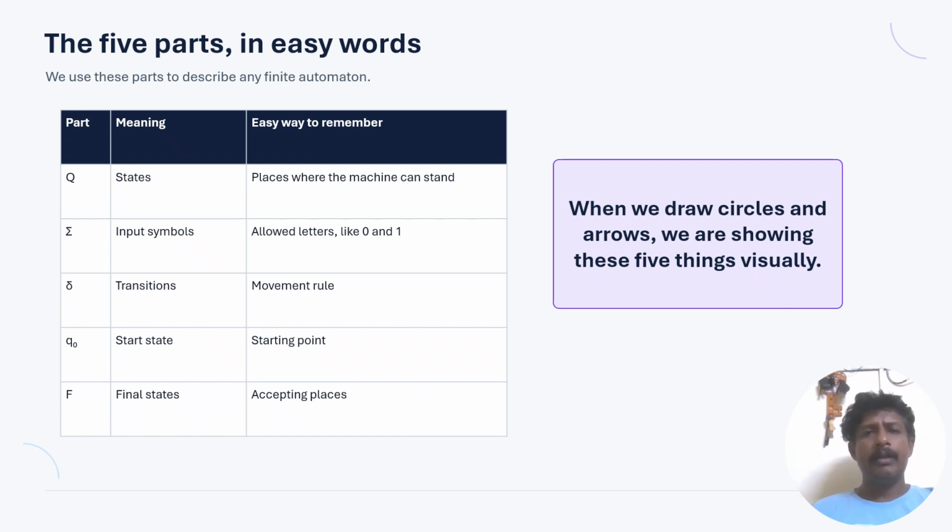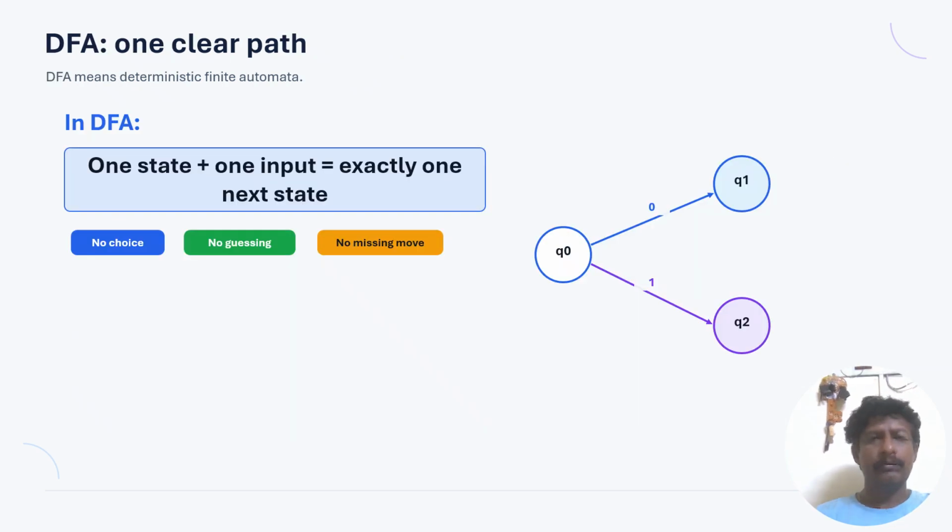Now in a diagram, these things are very easy to identify. The circles are the states, the arrows are the transitions, and the arrow coming from outside shows the start state. The double circles show the final states. So whenever you see automata diagrams, don't panic, just identify these five things one by one: state, input symbol, transition, start state, final state.